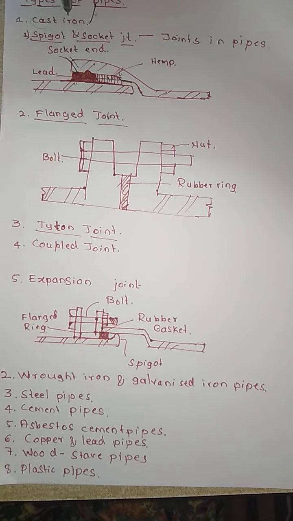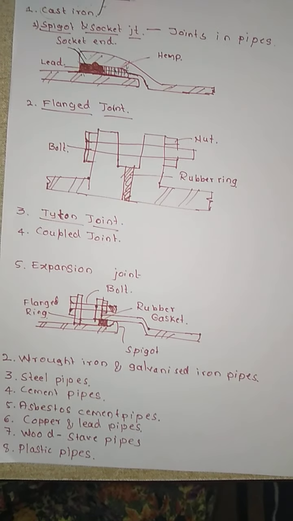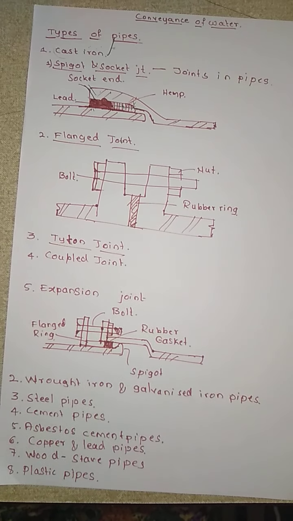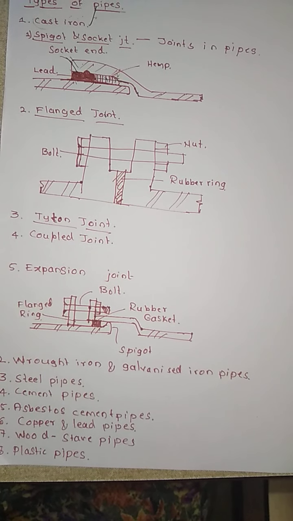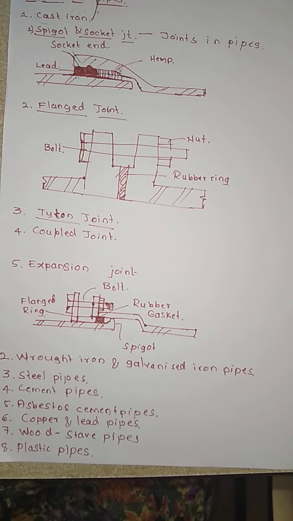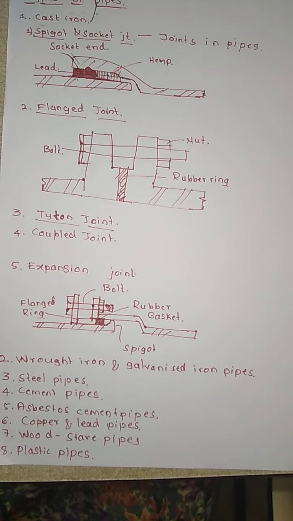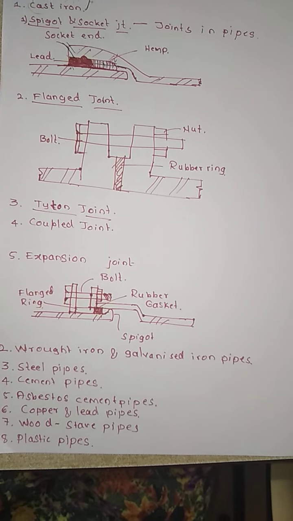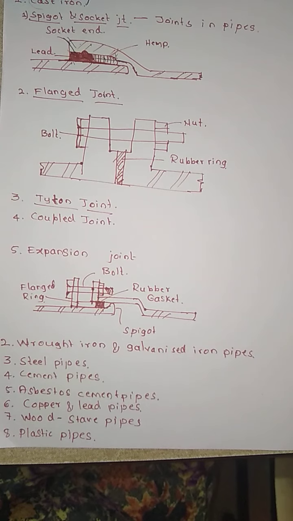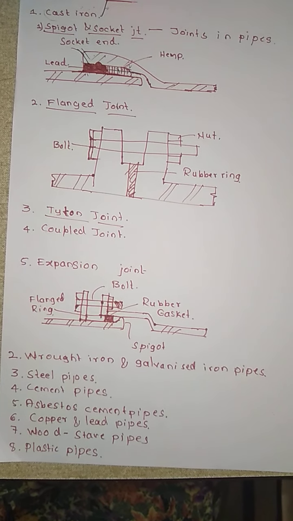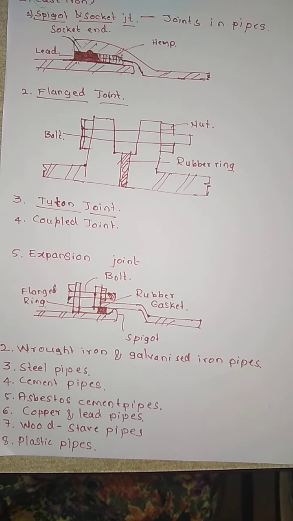Then after the cast iron pipe, the second type is the wrought iron and galvanized iron pipe, then steel pipes, cement pipes, asbestos cement pipes, then copper and lead pipes, wood stave pipes, and plastic pipes. Regarding this we are going to study the types of pipe in detail. Now the first type of pipe is the cast iron pipe, which we will see now.